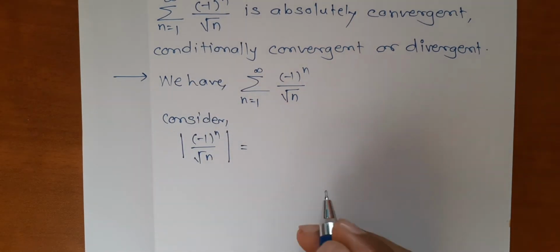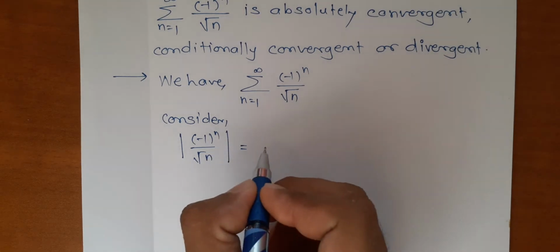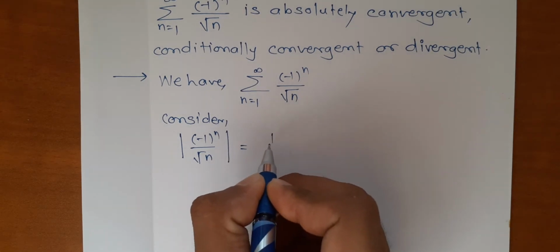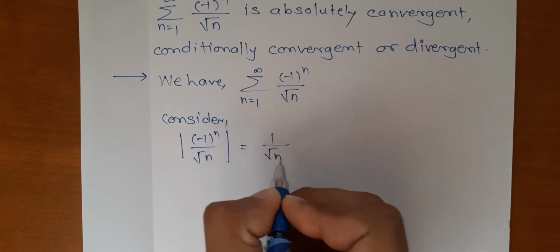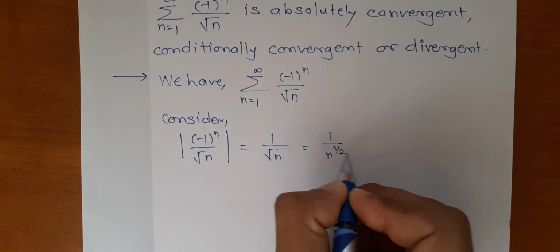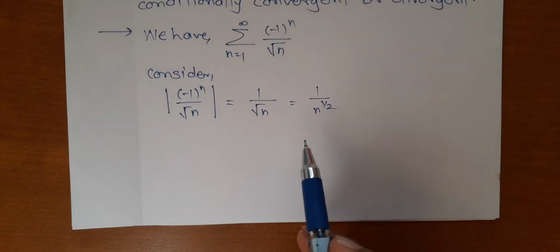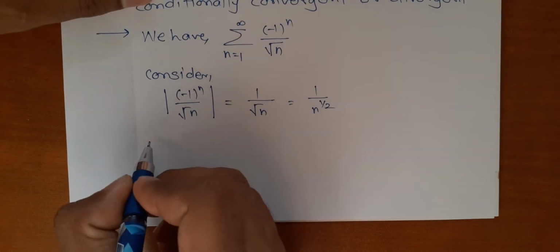So this is equal to, if you apply the mod, this minus sign will get cancelled because of the mod, and you will have only 1 upon root n. Basically 1 upon root n means 1 upon n raised to 1 by 2, right?